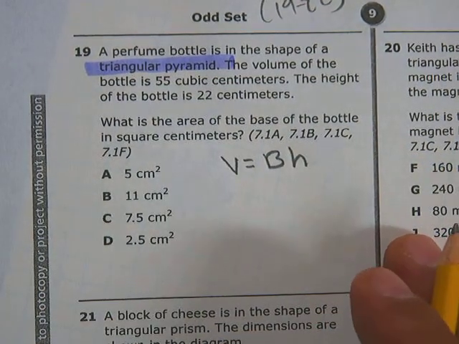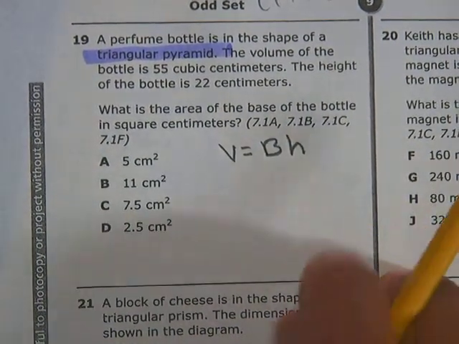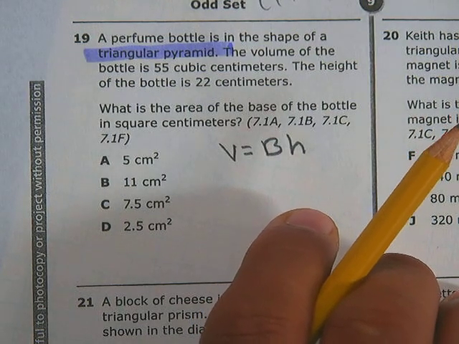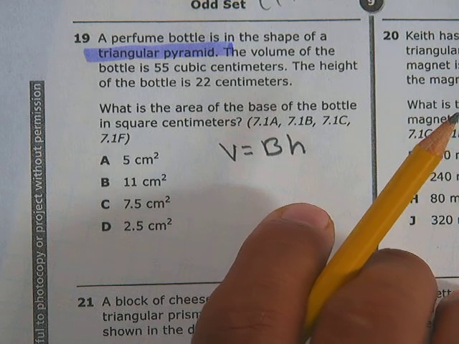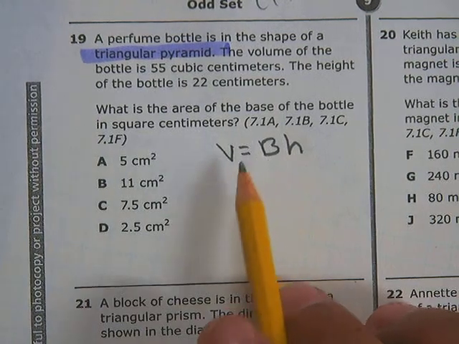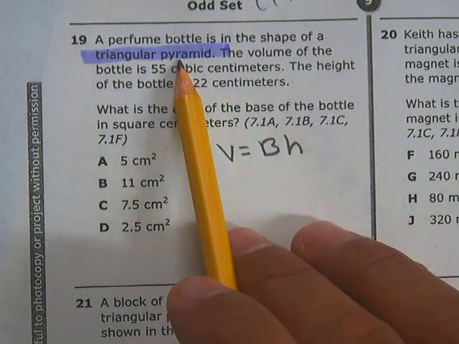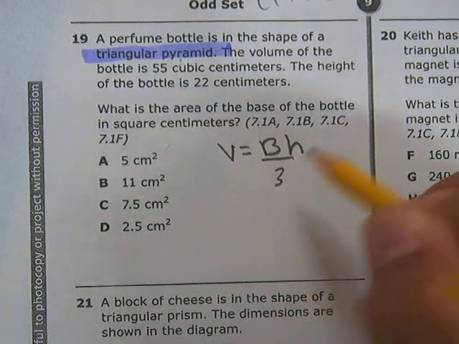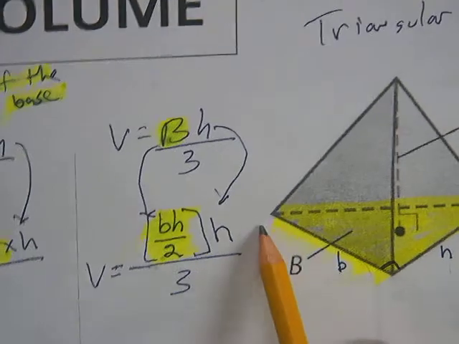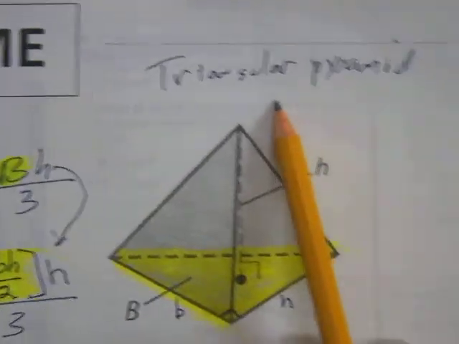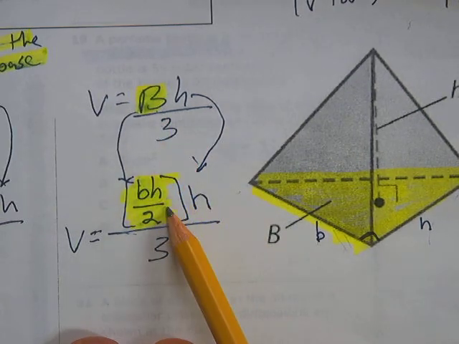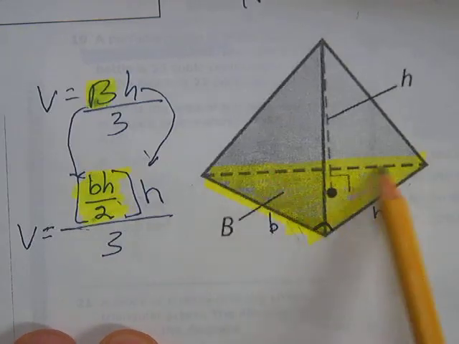Okay. By now we should know that the capital B is the area of the base. I've explained to you many times what the area of the base is. Oh, wait a minute, I forgot something. Pyramid, so that means we're going to have to divide by 3. The base is a triangle, so we need to find the area of a triangle.